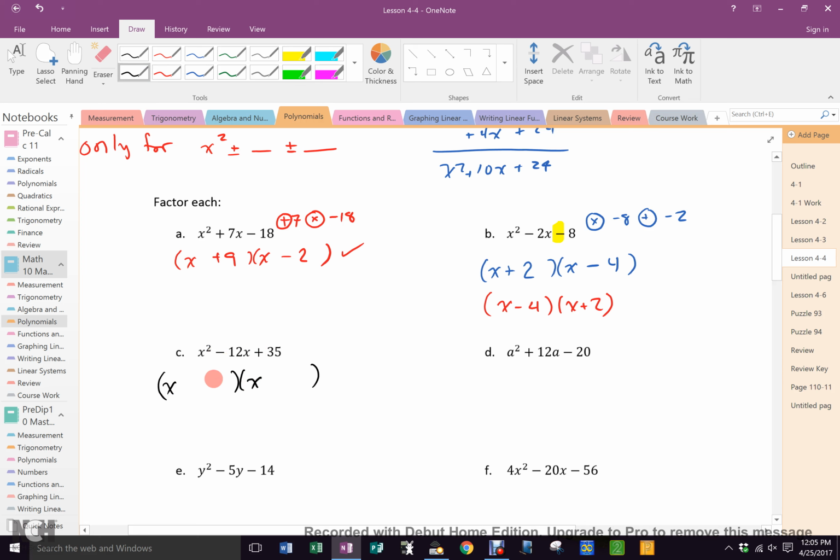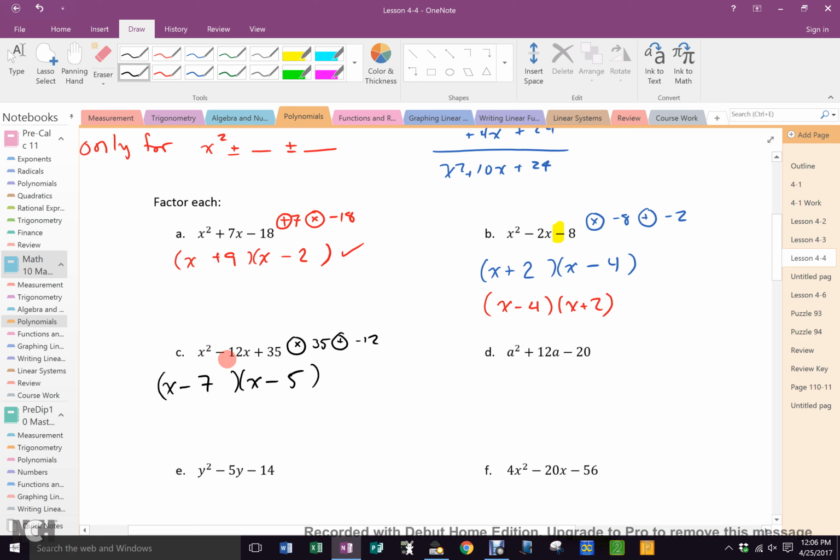What do I need to multiply to? 35. What do I need to add to? Negative 12. Is it 1 and 35? No. What's the only other factors of 35? 7 and 5. Since they're both the same sign, does it matter what I put where? Nope. Minus 7, minus 5. Then I check. Is negative 7 take away 5 negative 12? Yep.